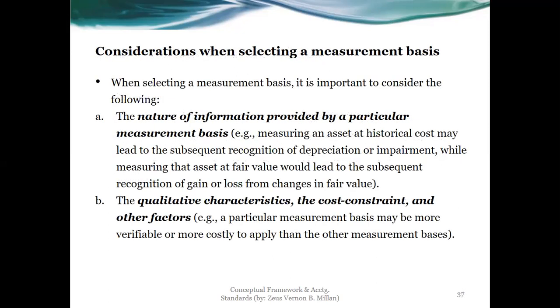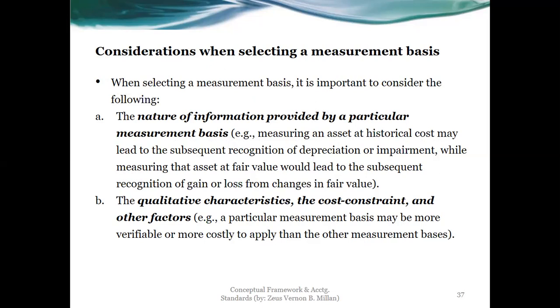Then considerations when selecting a measurement basis. So we have to know the nature of information provided by a particular measurement basis. So where is that coming from? And then we have to know the impact of choosing. So for example, if that is historical cost for an asset, we have to know that the subsequent recognition would involve depreciation or impairment to update the values of the asset. But with fair value, we know that the values would change along the way based on the values in the market. That is why there would be gains or losses.